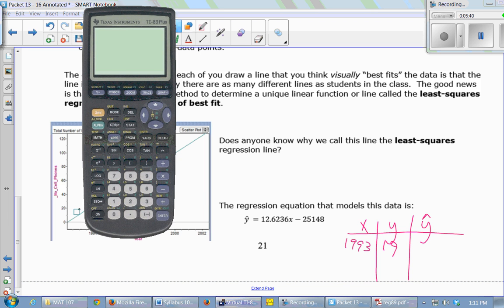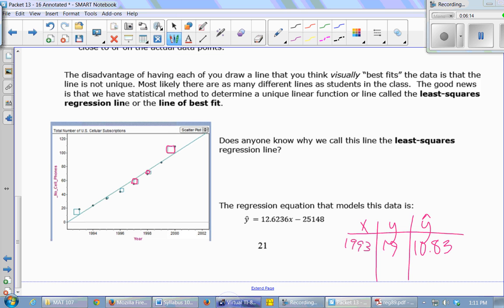So we could come up with y hat by plugging 1993 into this formula: 12.6236 times 1993 minus 25,148. So 10.83 is the estimate from the line. So the actual y and the y hat are pretty different in this case. So we give it a different name so you're not confusing the real y with the estimated y from the equation. And we call it y hat.